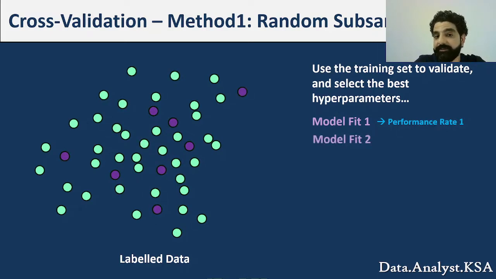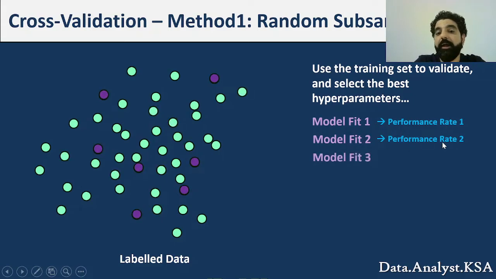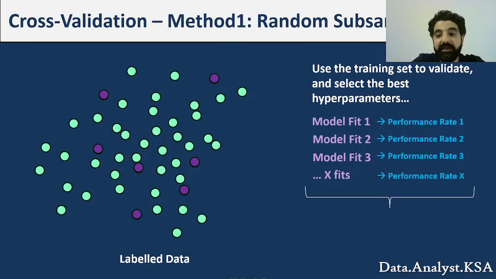I will take another subset of different purple points and I will train my model with the other green points and test it with these purple points this time, and I will calculate performance rate 2. And I still did not change my hyperparameter. So if I'm using KNN and my K equal 1, I will calculate performance rate 1 for K equal 1, and performance rate 2 also for K equal 1. I will do this X number of times until I get X fitted models that are being validated with different points every time and trained with different points every time. And I will take their average, and this is my average error rate, or validation error rate, for that hyperparameter.